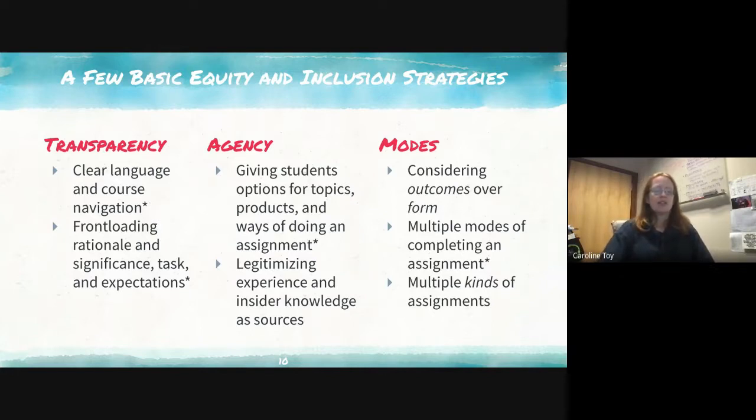Agency, so giving students choices in ways that suit your outcomes and support those outcomes, is a little bit less concrete than transparency, but it's a really powerful way to promote inclusion, belonging, and also relevance. Agency helps with buy-in and engagement. It's a great way to ensure that knowledges that come from experience are given some space in your classroom in conversation with more traditional kinds of academic knowledge.